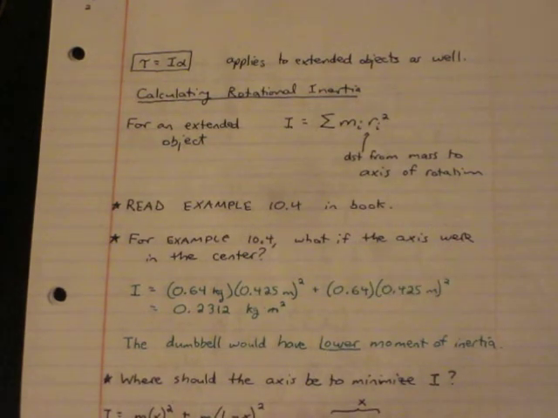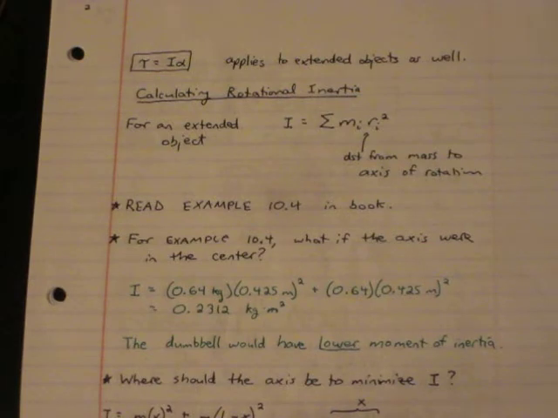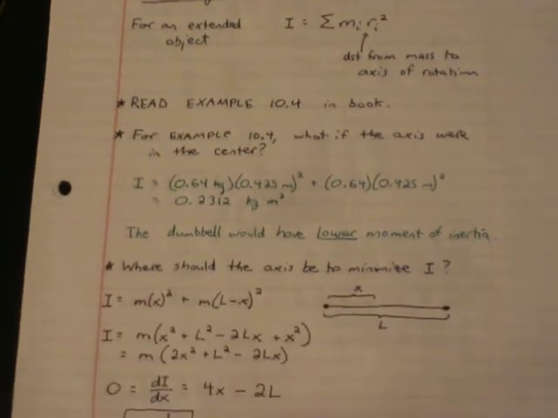Remember what we're calculating. We're looking at moment of inertia, otherwise known as rotational inertia, and it is the body's ability to resist being turned by a torque. And so this dumbbell has a lower moment of inertia by making its axis of rotation in the center. Which leads to the next question.